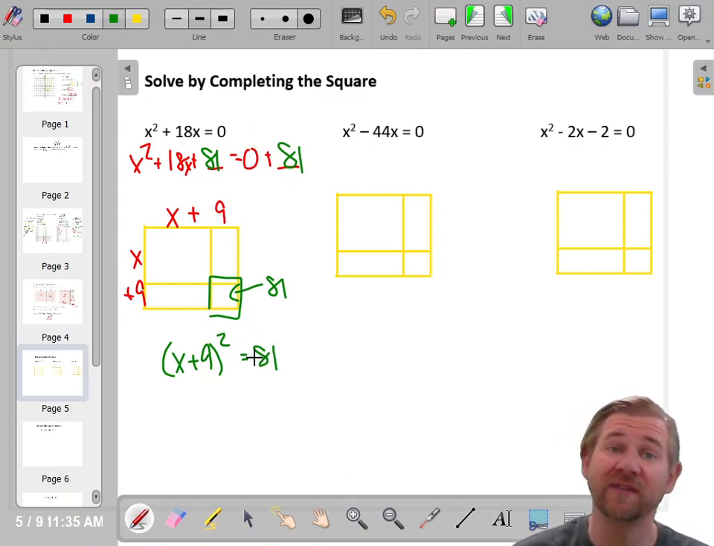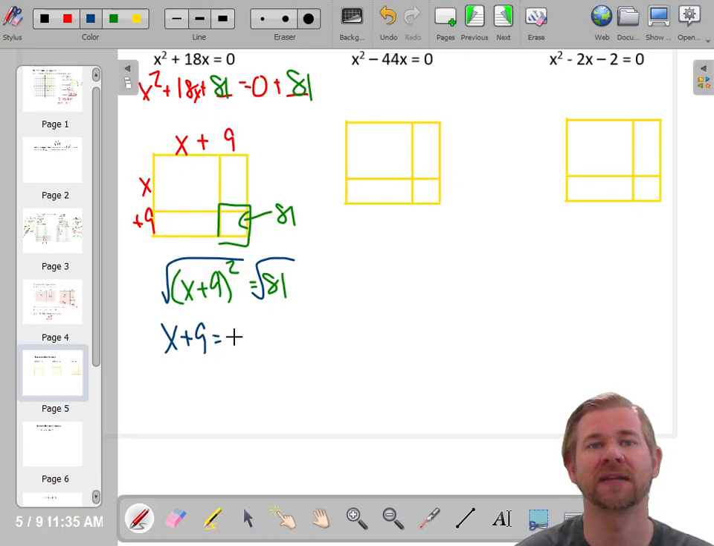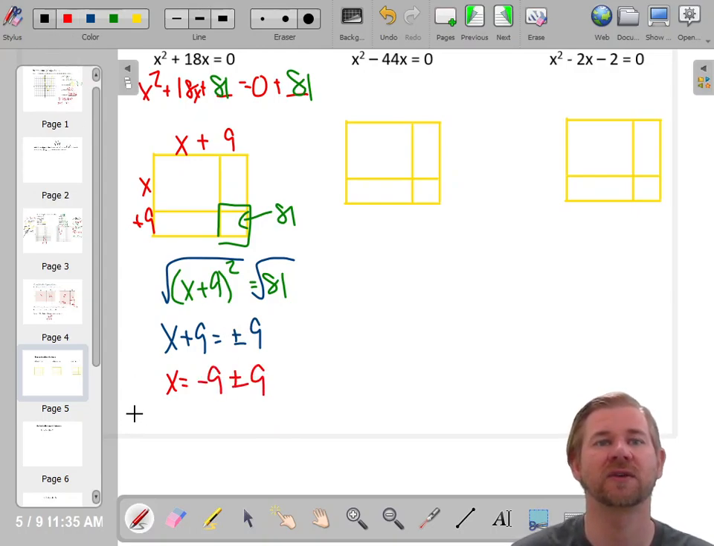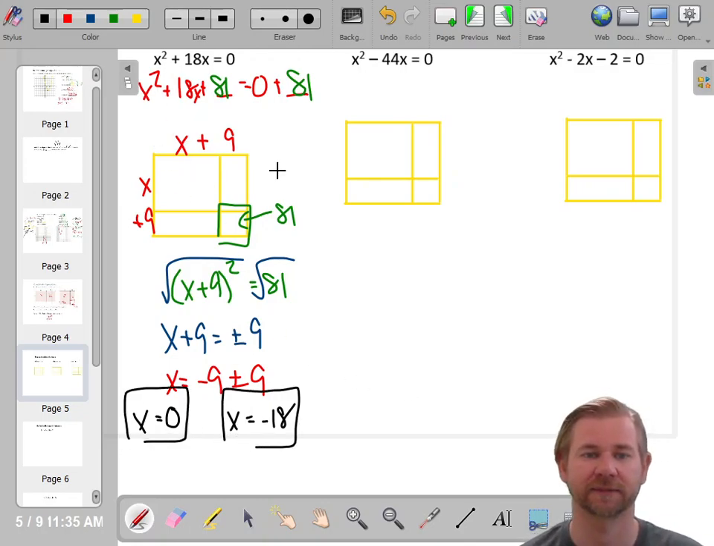Hey, look! We've got a square root we can solve. This was our last quiz. Square root both sides. X plus 9 equals plus or minus the square root of 81, which is 9. Subtract 9 on both sides. Negative 9 plus or minus 9. And then you can actually split that up. Negative 9 plus 9 is 0. Negative 9 minus 9 is negative 18. And those are the solutions to the original quadratic.